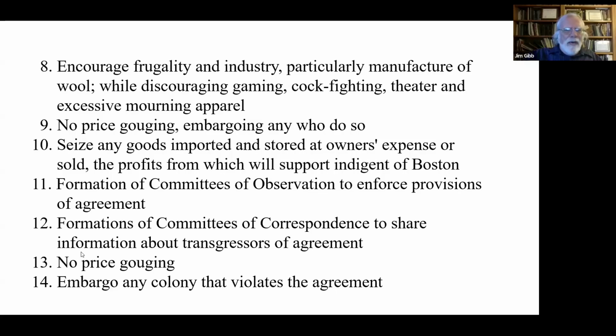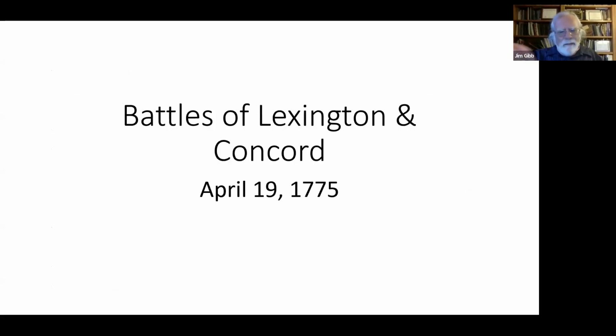And then finally, we have the embargo of any colony that violates the agreement. So we're all in this, all the colonies. And actually, all the colonies signed on, even Georgia.